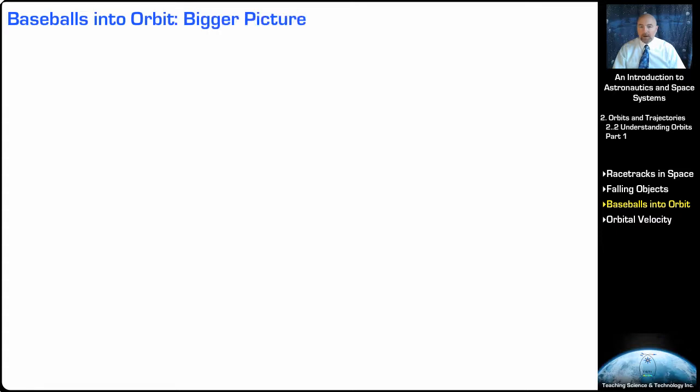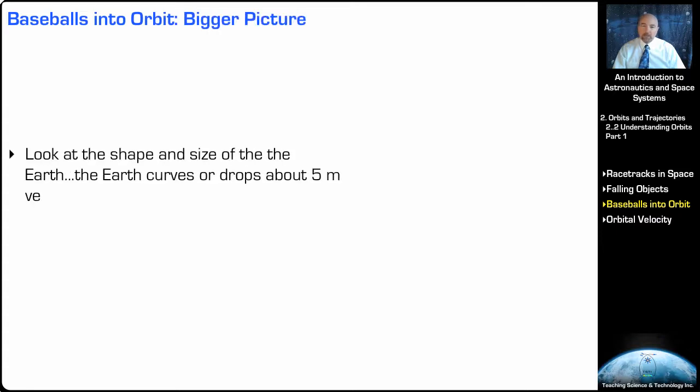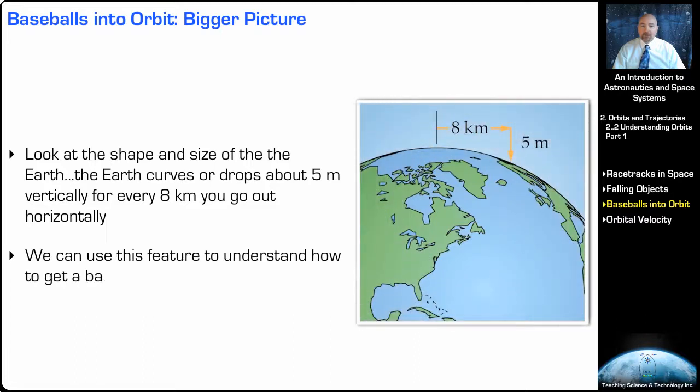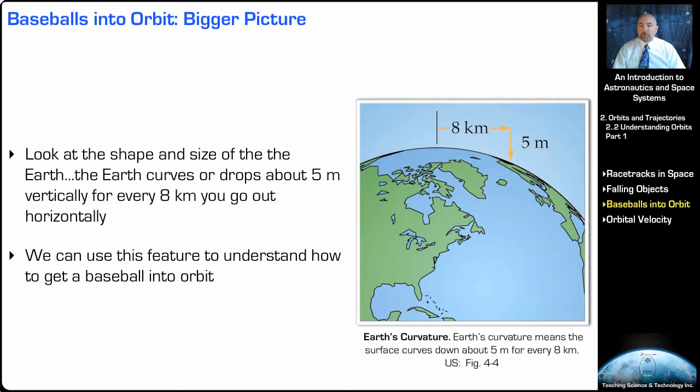Now that we understand how a moving baseball will behave under the influence of gravity, let's zoom out to look at the size and shape of the Earth. If we assume the Earth is perfectly spherical, which is close enough for our initial understanding of orbits, then for every 8 kilometers you go out horizontally, the Earth curves away 5 meters. Keep this in mind as we get ready to throw some more baseballs.